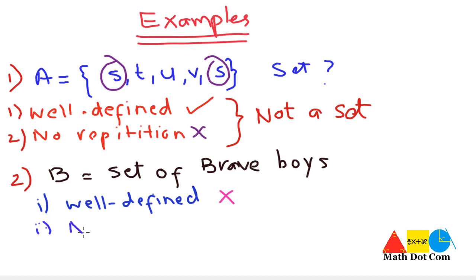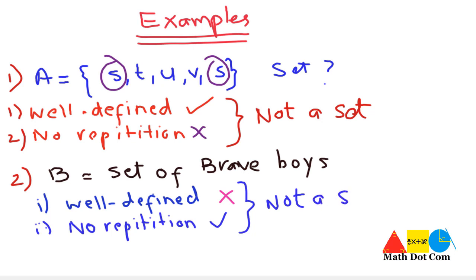Next is no repetition. So here you can say there is no repetition, because if we take a set in which there is John and Harry, there are different names. So the boys are different, but the property on the basis of which we are making the set is not well defined. So we can say that there is no repetition, but still it is not a set.